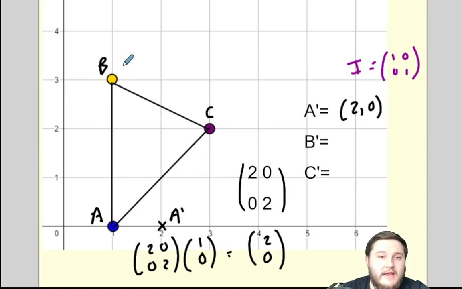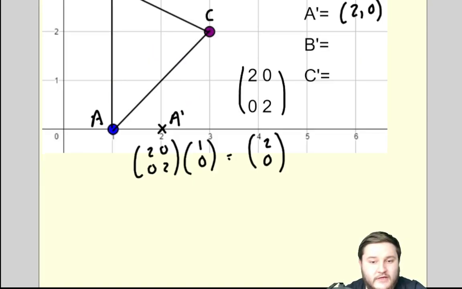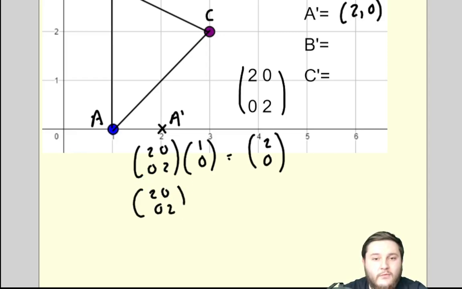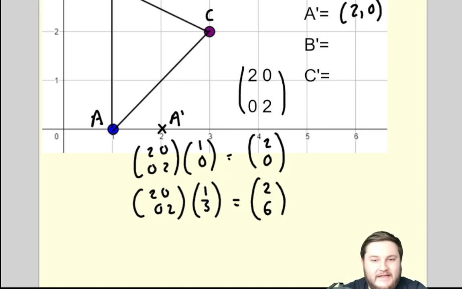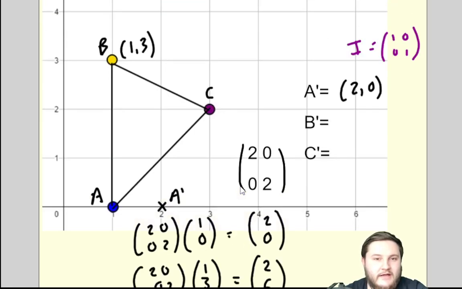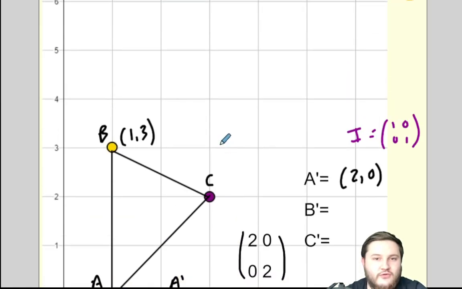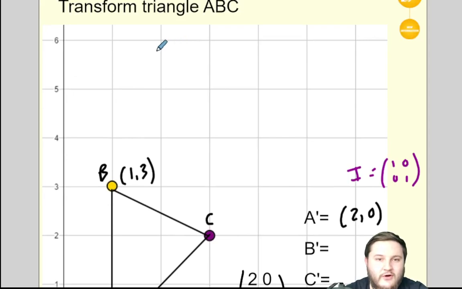Well, the coordinate B, that's the coordinate 1, 3. So I just need to do my matrix times the coordinate 1, 3. So I get 2 times 1 is 2, plus 0 times 3, which is still 2. 0 times 1 is 0, plus 2 times 3, which is 6. So the coordinate 1, 3 is going to go to 2, 6. So it's going to go all the way up here. That's B dash. So this is the coordinate 2, 6.